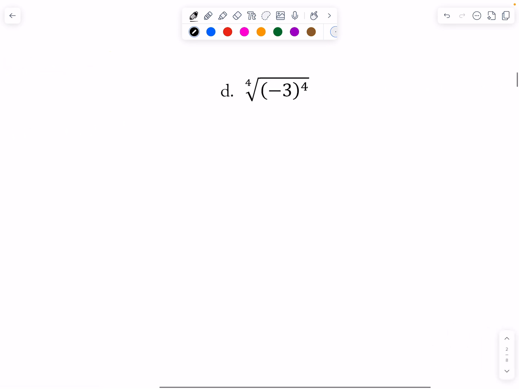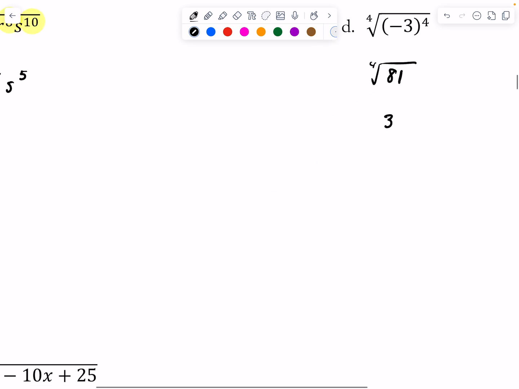Okay, D. This one I'm going to go ahead and expand inside first. Negative 3 to the 4th power is going to be a positive 81, right? Negative times a negative times a negative times a negative is an even number of negatives, so it's a positive 81. And the fourth root of 81, I know, is 3.